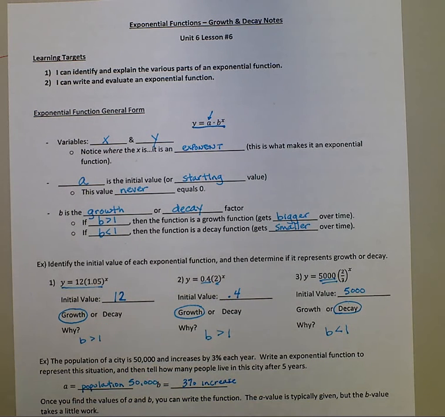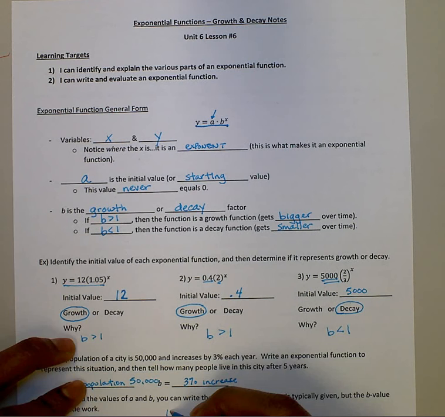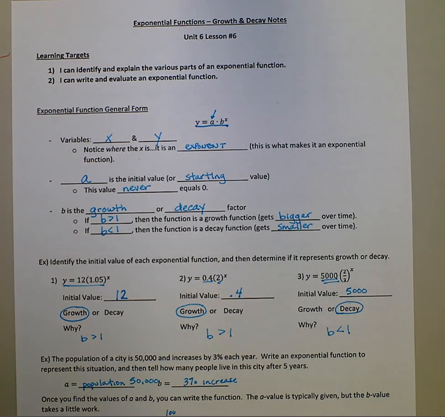Alright, now, like I said, B is a little bit more complicated than just being able to type 3 into a calculator or 3 into your function. So, I want you to think of having $100. Okay, and let's say you increase that $100 by 3%. How much money will you have?